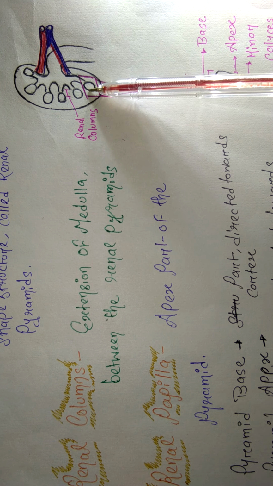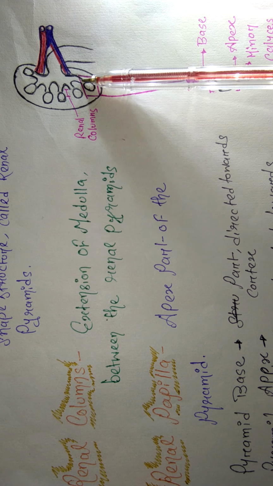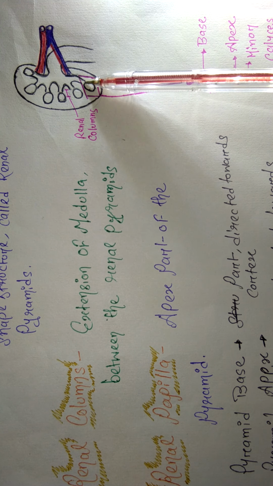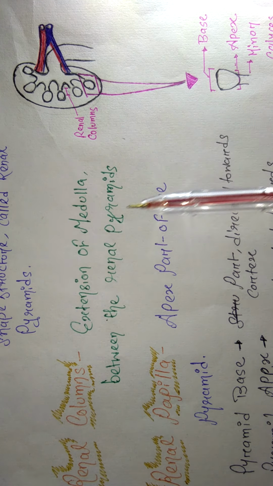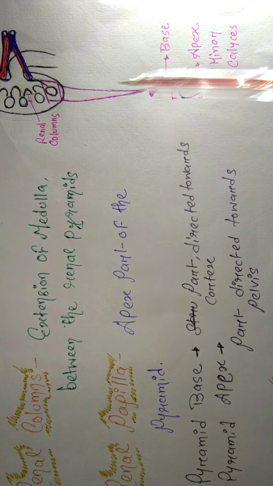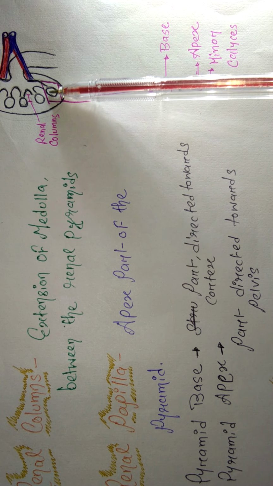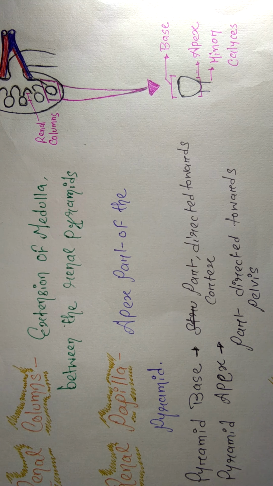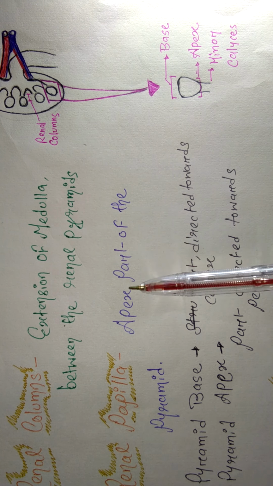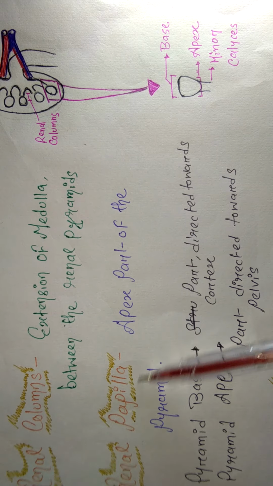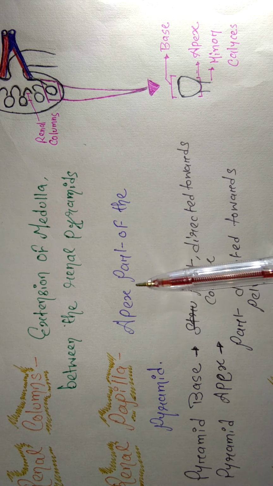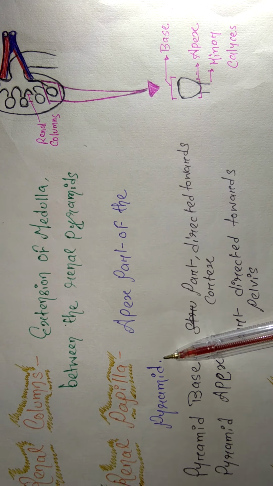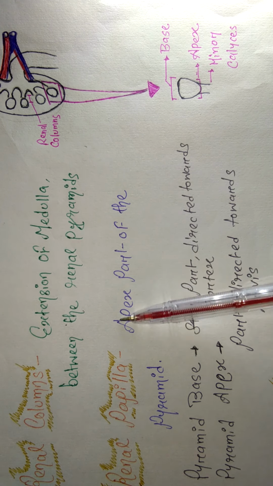This is the renal pyramid, and this is the minor calyces. Let's zoom in on this portion. The pyramid will look like this, and it has a base. Now we studied the renal papilla, which is the apex part of the pyramid. Now what is the apex part of the pyramid?